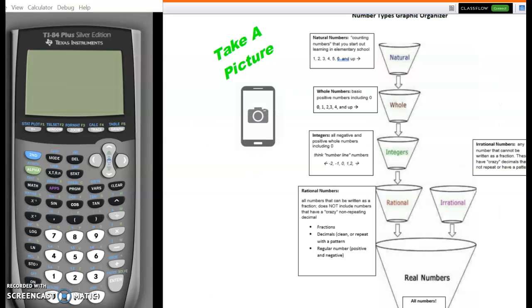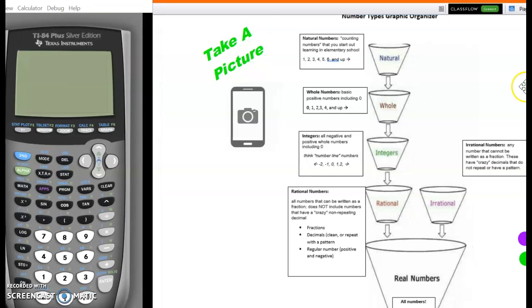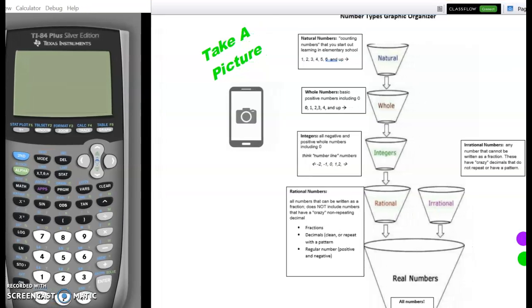All right, so here's a really helpful resource. This is the number types graphic organizer. And as you see in the corner here, I advocate for you to take a picture. So get out your phones, pause the video for a quick minute, and take a picture of this graphic organizer because you're going to be able to use this when you complete your assignment, and I think it's very helpful to make sense of your work.